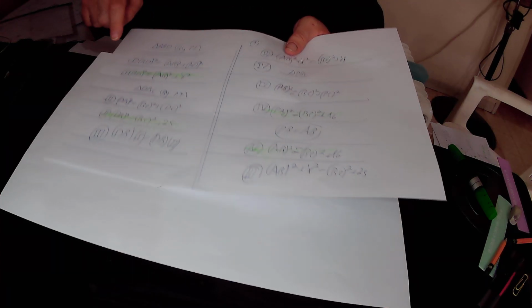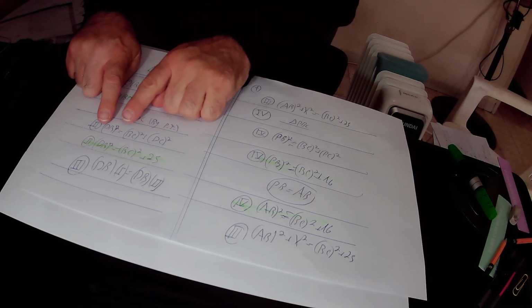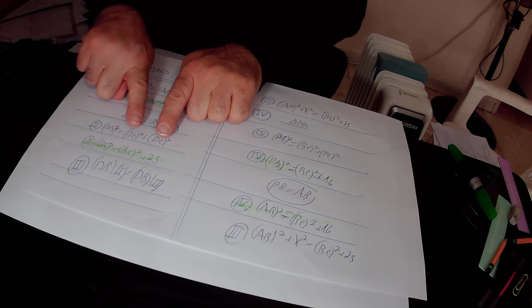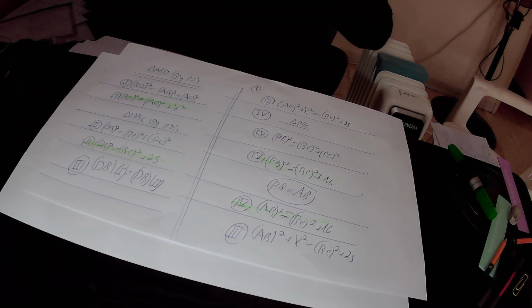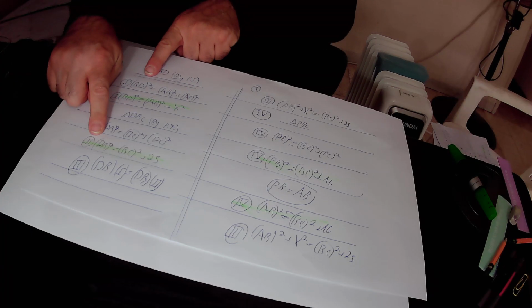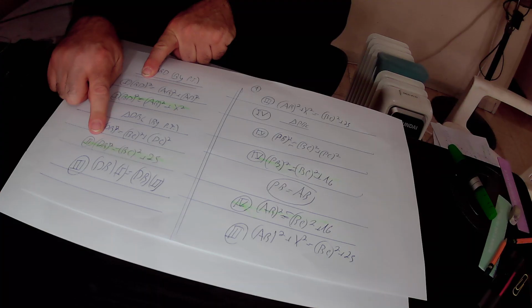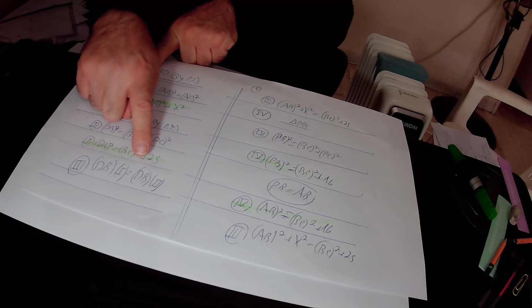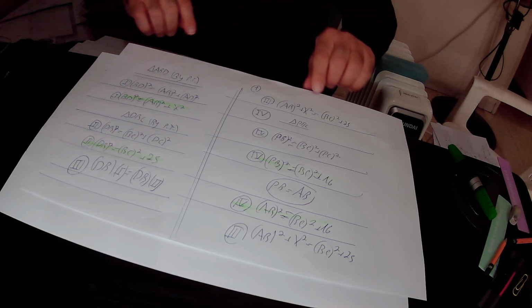So in total, according to equation 2, we find that BD squared or DB squared equals BC squared plus 25. So we have two different equations for DB squared, equation 1 and equation 2. Therefore, we can write equation 3, that says that DB squared according to equation 1 must be equal to DB squared according to equation 2.